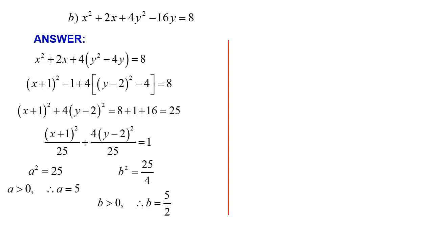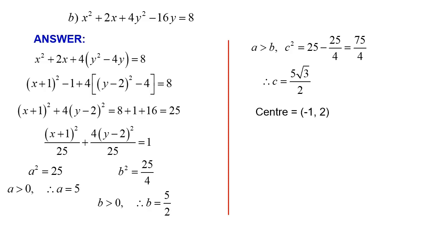Okay, so after we get the value of A and B, don't forget, next we have to find the value of C. The larger one is A, so A is greater than B, which means A squared minus B squared. So 25 minus 25 over 4, then we get 75 over 4. Simplify 75 because we have to square root this one. So we get 5 root 3 over 2. So that's the value of C. Okay, next we can write down the coordinate of the center. The coordinate of the center is -1, 2, from the standard form here.